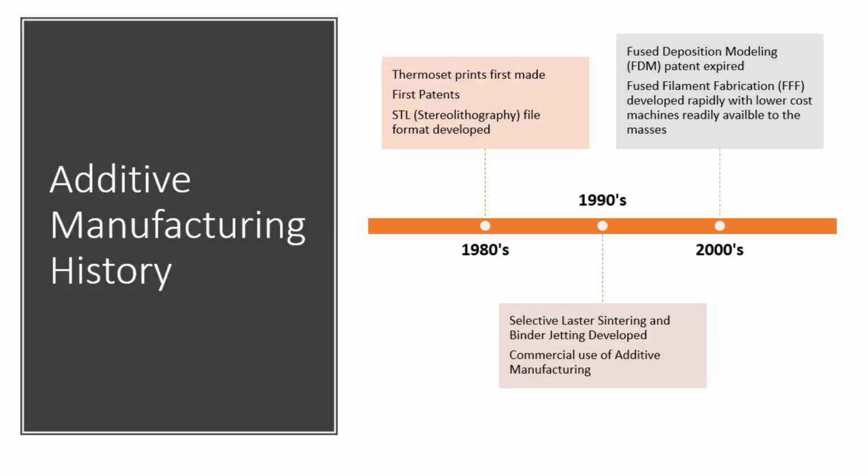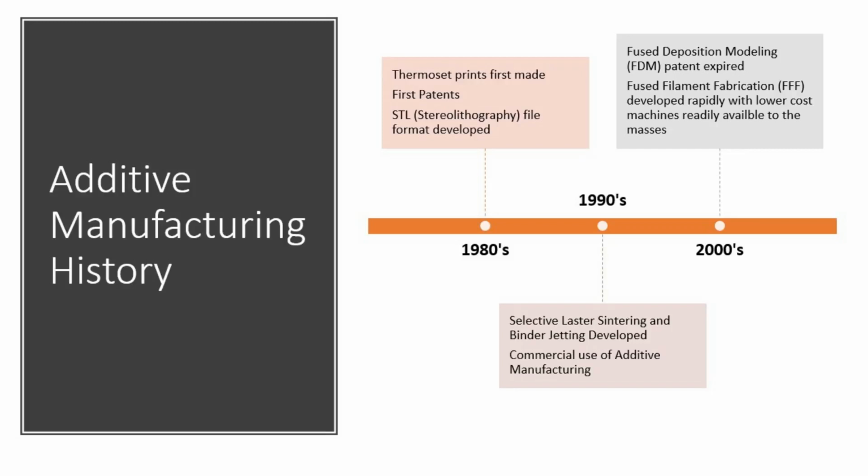Now for a brief history of additive manufacturing. During the 1980s, additive manufacturing began. The first 3D models using thermoset plastics were made, along with the first patents received for additive manufacturing, which were for fused deposition modeling, FDM. The now standardized stereolithography file format was also developed, commonly known as the STL format.